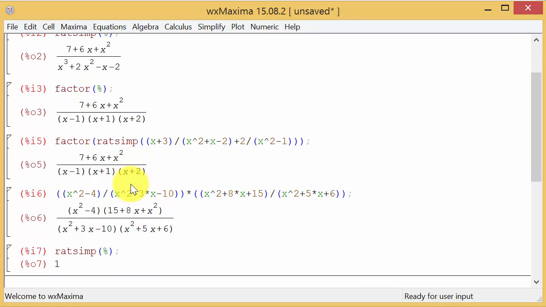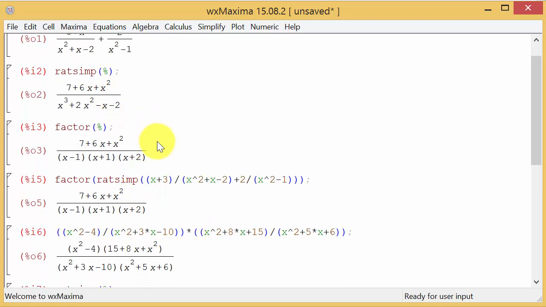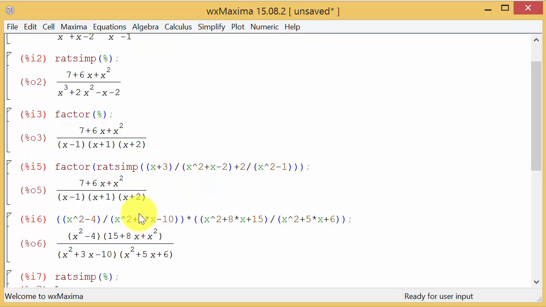One thing I want to mention, I might have already, but I can't remember: when you're typing in, for instance here, the 3x, you have to put the times. You can't put just 3x. You have to put the multiplication symbol, or wxMaxima will give you an error message.